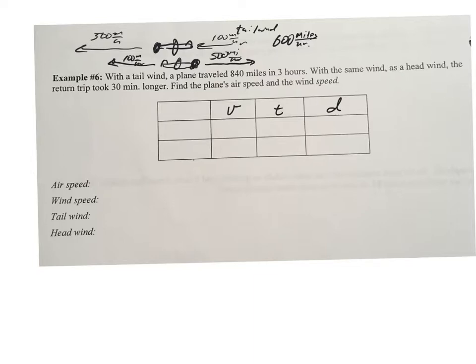Well, what does that mean? If the wind is going 100 miles an hour to the left, but the plane's going 500 miles an hour to the right, that means that if you're on the ground, it looks like the plane's going slower. It's going 400 miles per hour.